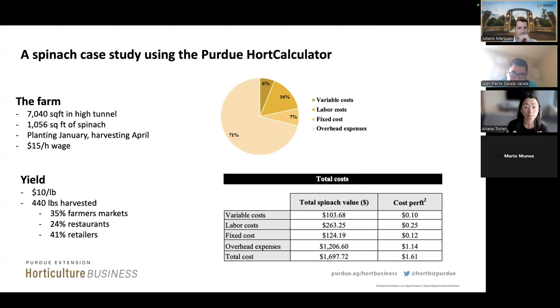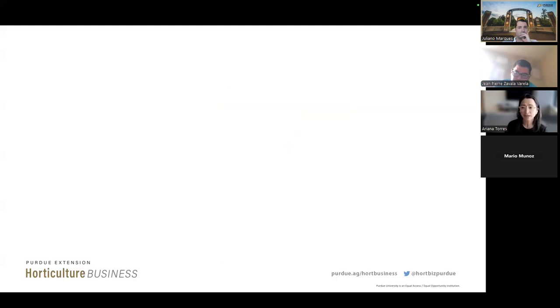So the HortCalculator is going to give you a breakdown of all the costs because it's going to help you understand what is the total cost for any specific crop that you've planted and what is the cost per square foot. Why per square foot? Because when we want to compare apples to apples, the square foot planted with one crop needs to be compared to another square foot planted with another crop to understand which one is more expensive and more profitable.